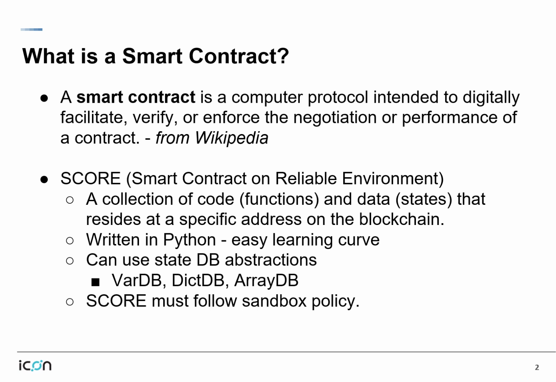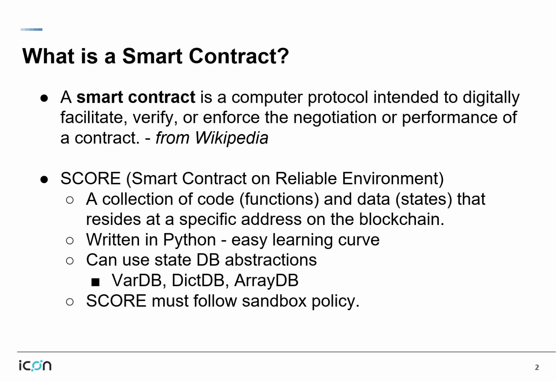What is a smart contract? Here's the definition from Wikipedia. If I rephrase the meaning from the viewpoint of a programmer, a smart contract is a collection of code and data that resides at a specific address on the blockchain. In Icon, we call a smart contract a score. Score stands for Smart Contract on Reliable Environment. So from now on, I will use the term score on behalf of smart contract.